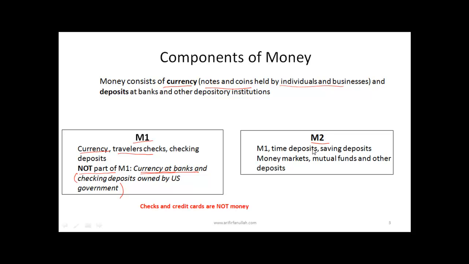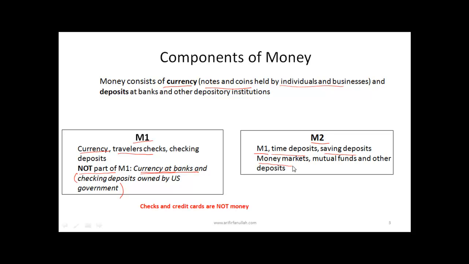What is M2? M2 is a broader definition of money, which includes M1. So everything that is in M1 is also in M2. Plus, this will also include time deposits and saving deposits. So what are time deposits and saving deposits? A time deposit would be some money that you have locked in for, say, 2 years. A saving deposit would be a savings account where you are getting a return and so on. So slightly less liquid, but still fairly liquid. When you have money in a time deposit, with a minor penalty, you can often withdraw that money.